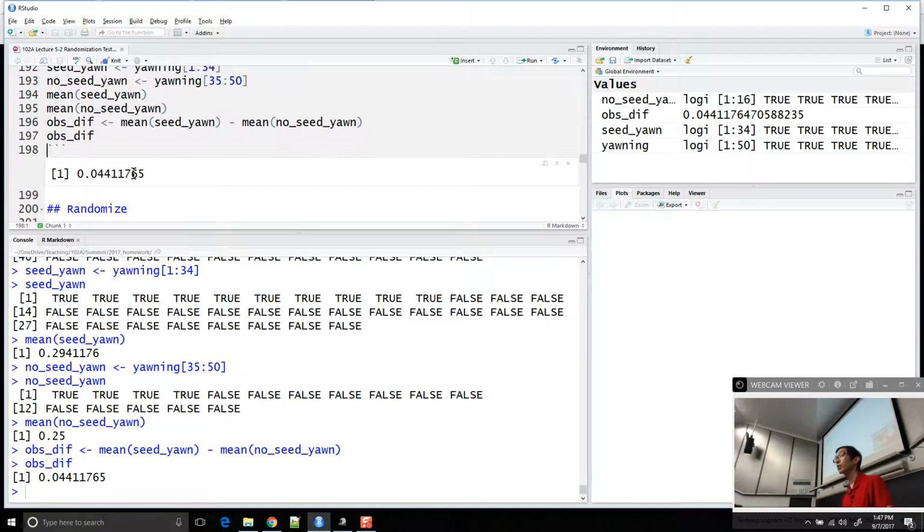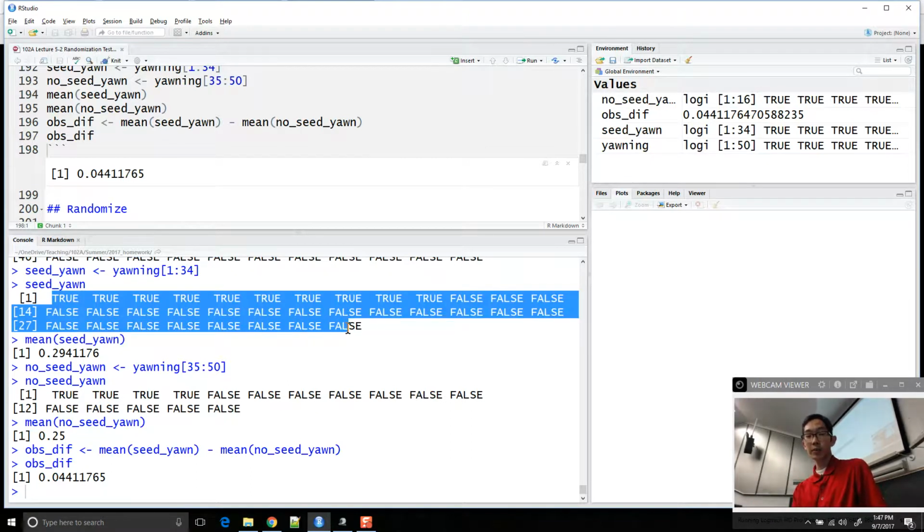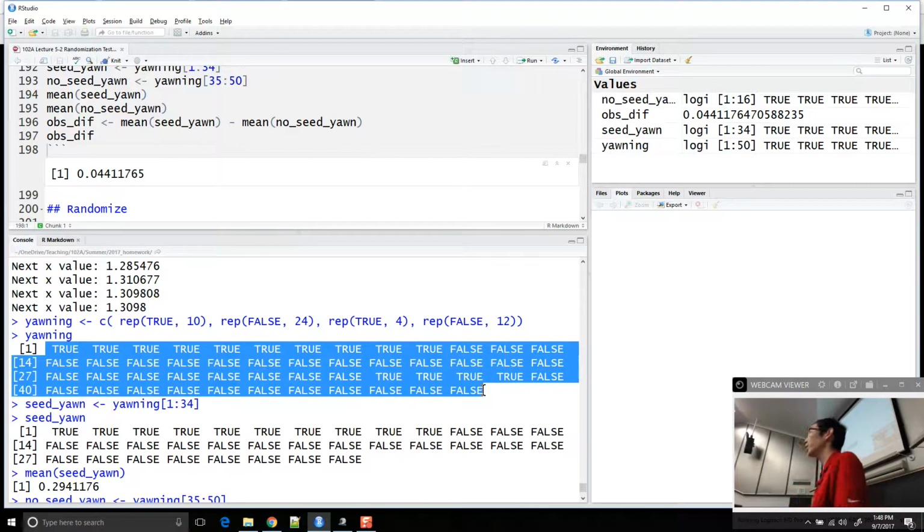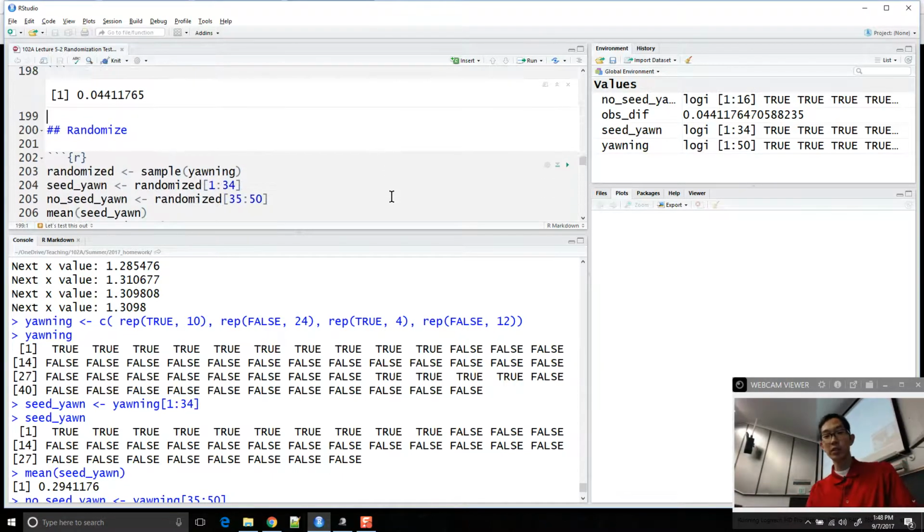What the randomization test does is it says, okay, what if we mix up these 50 values, of which 14 yawned and the other 36 did not? We're going to mix up all 50 of those values, and after we shuffle them, we'll put the first 34 in group 1, and the last 16 in group 2. Then we're going to recalculate the proportions there. So that's a randomization test, right?